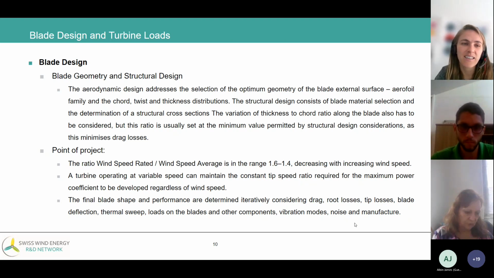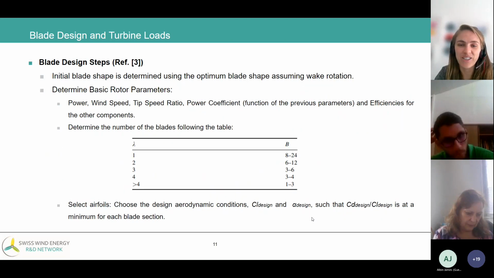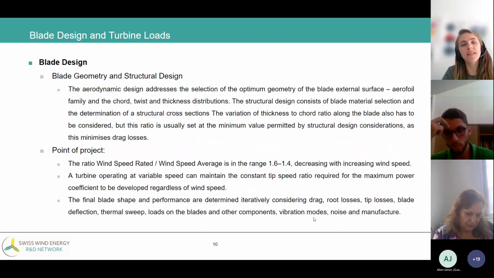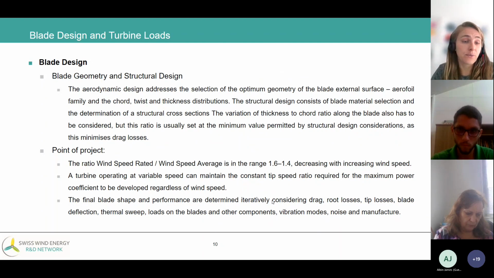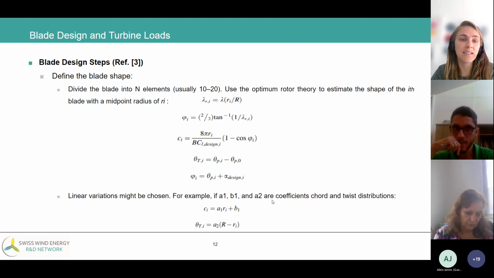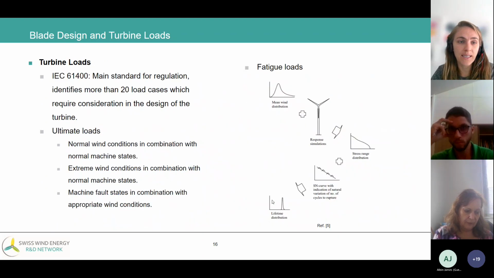All right. I already started a bit with this blade design, but we can come back to this later on. So, if anyone has any other question on blade design, maybe we can go later.